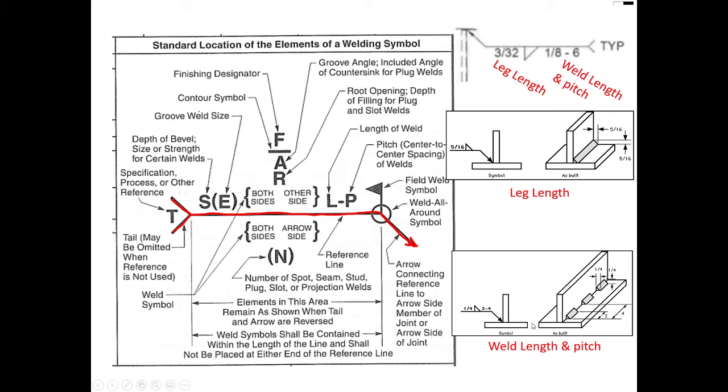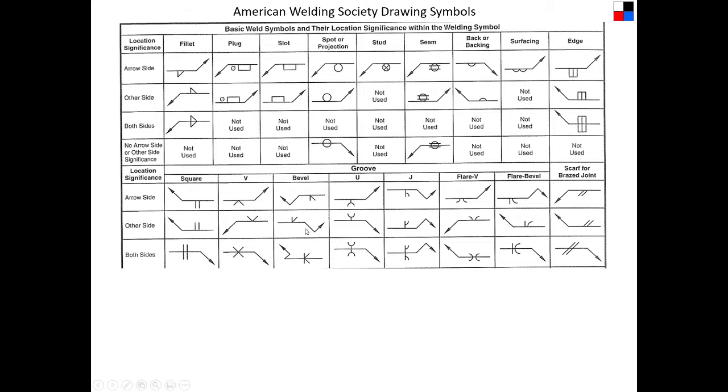Okay, what else can be in here? A lot of information, but the other thing that we're going to look at mostly is this finishing designator up here. And so the finishing designator would have things like ground. If you are going to grind the weld when you finish, or do some smoothing operation on it, that would be listed up here. Okay, now in this section of what can be put on, the arrow side or the other side, let's look at that for a minute.